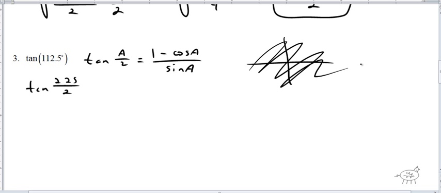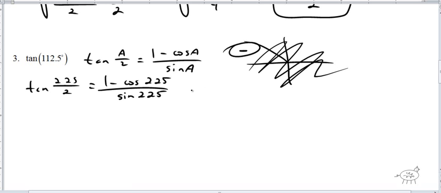I don't have to worry about drawing a picture to figure out plus or minus. That's pretty sweet. If I did use the one with plus or minus, then you would say 112.5 is in the second quadrant, tangent is negative there, and you would move appropriately. But I don't have to worry about that. So it's tangent 225 over 2. That gives us 1 minus cosine of 225 over sine of 225. Remember, these are all 45-degree angles.